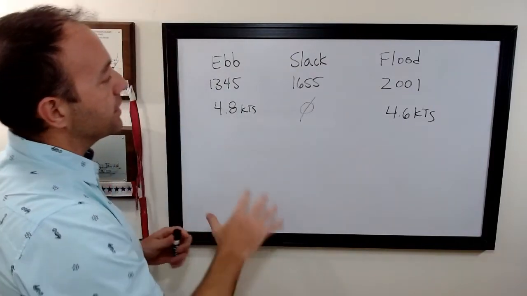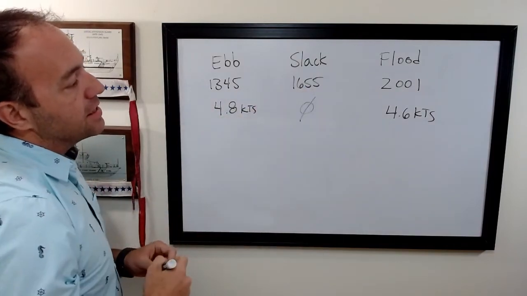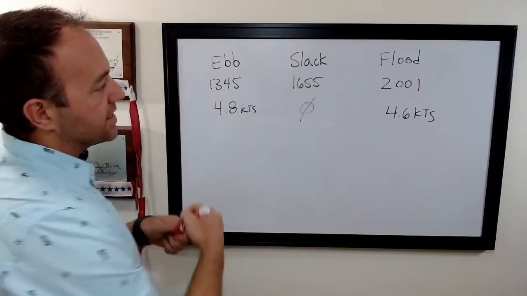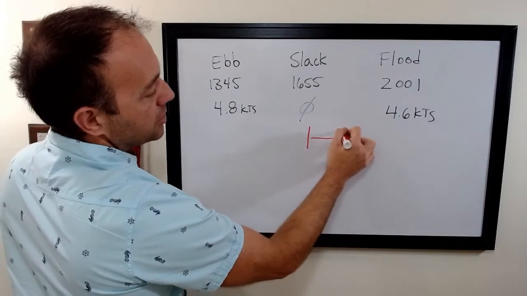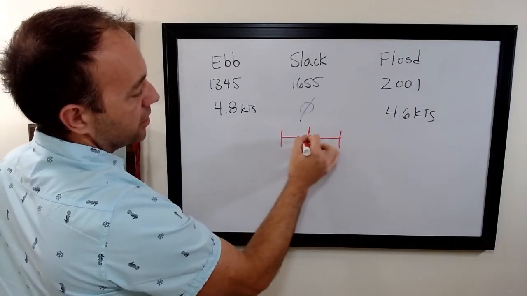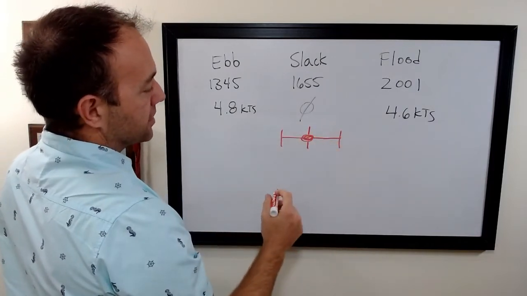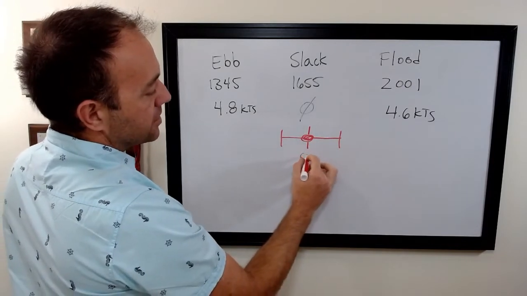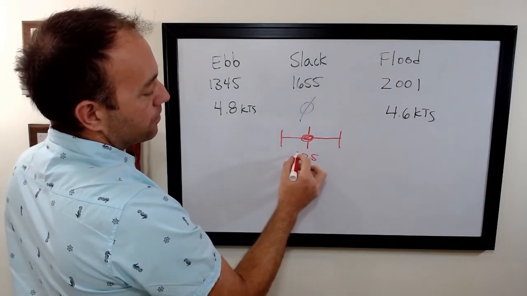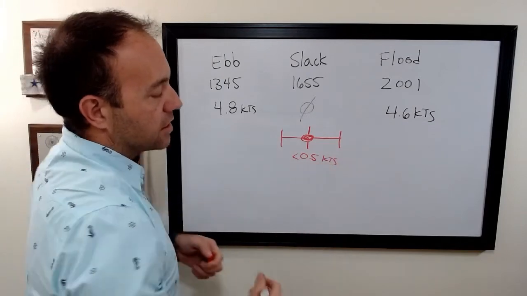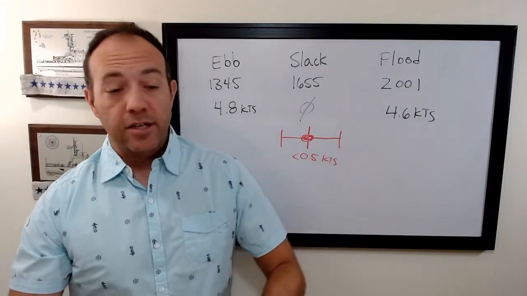And the period of time that we have going on is our main question. Is at 16:55, how much time is it going to be less than 0.5 knots? Is it going to be instantaneous? Is it going to be an hour?